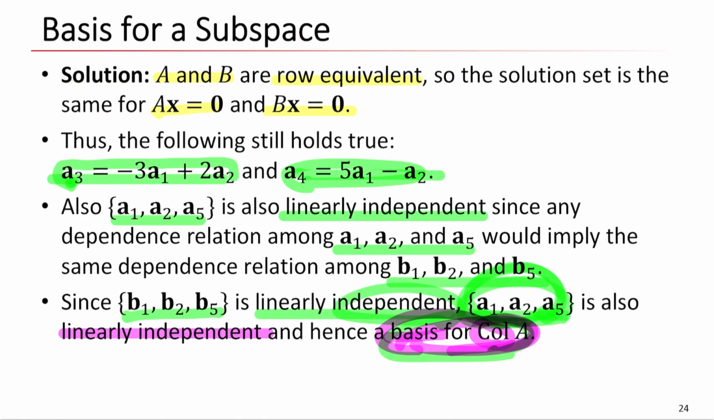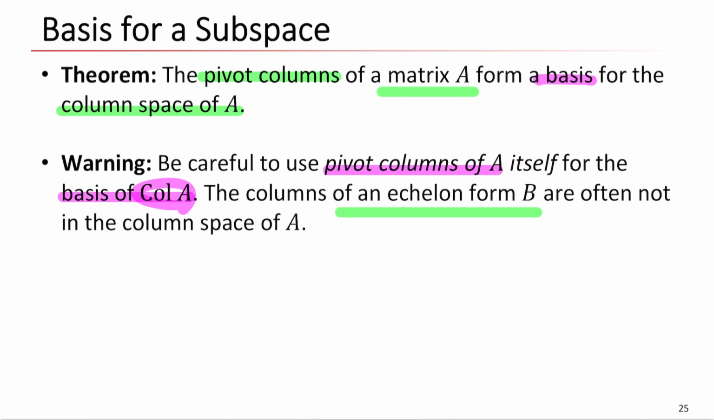Okay, so to summarize, if we know the pivot columns, then we can find the basis for the column space, right? Because the pivot columns are the basis of the column space of A. In other words, if we know the pivot columns, then we can span or represent the column space, right? So the pivot columns are very important. They are the columns that encode the properties of the matrix A.